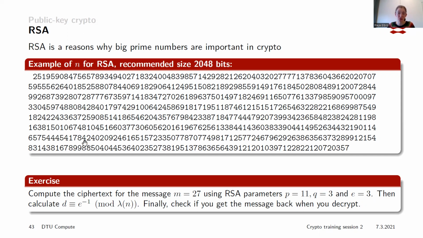So now an exercise for you. I give you a message. I give you a P and a Q and an E. And I want you to try to calculate D, which is the inverse of this E modulo lambda of N. So you need to calculate lambda of N. And then I want you to try to encrypt this message using these parameters. And then afterwards, try to decrypt it and check that you get the message back. So I will do a little dance while you pause and try this out for yourself.